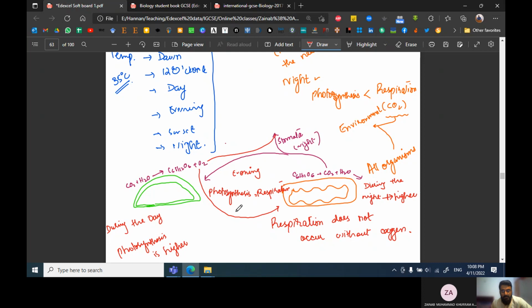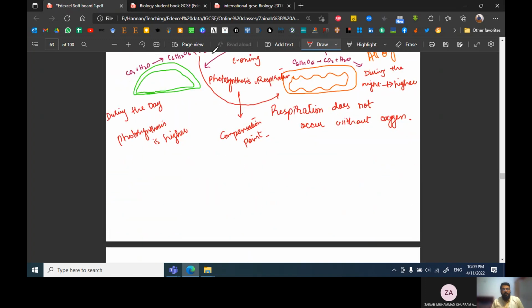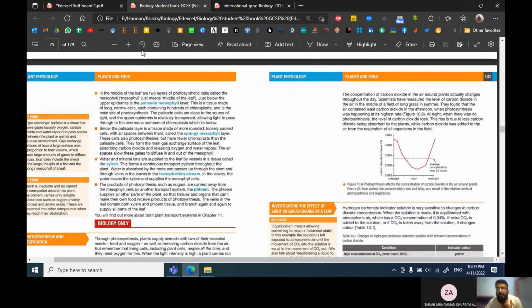Yes, sir. This point would be called the compensation point, when the oxygen and carbon dioxide would compensate with each other. So this is how we can say that during the night, the carbon dioxide increases. So coming back to a graph that is very important.